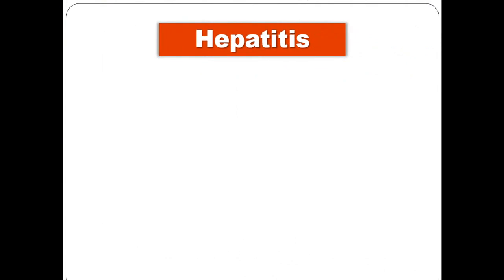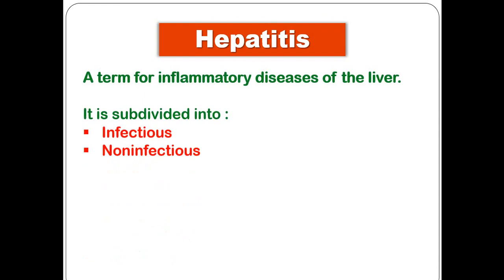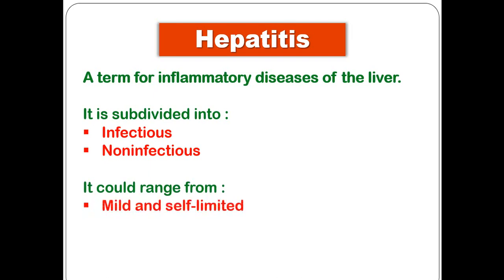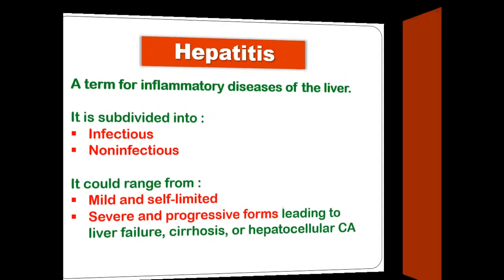So from its name, hepatitis is a term for inflammatory disease of the liver. Hepatitis is grossly subdivided into infectious and non-infectious causes, and they are characterized by a wide variety of clinical and histologic manifestations. According to these manifestations, hepatitis could range from mild and self-limited to a severe and progressive form leading to liver failure, cirrhosis, or hepatocellular carcinoma.